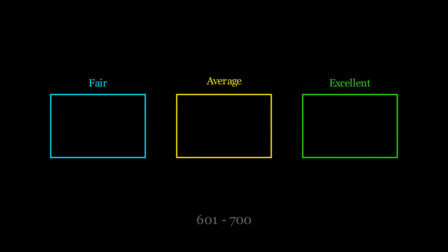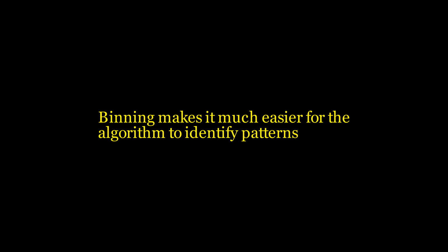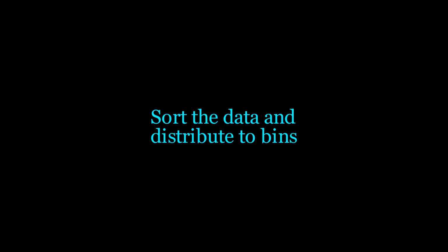Instead of looking at individual numbers, we group them into bins or categories. For example, 601 to 700 becomes fair. 701 to 800 becomes average. 801 to 900 becomes excellent. By transforming these numbers into categories, we simplify the data. This makes it much easier for the algorithm to identify meaningful patterns, rather than getting lost in the noise of individual values. The process is simple. We first sort the data, and then distribute the elements into these predefined bins.